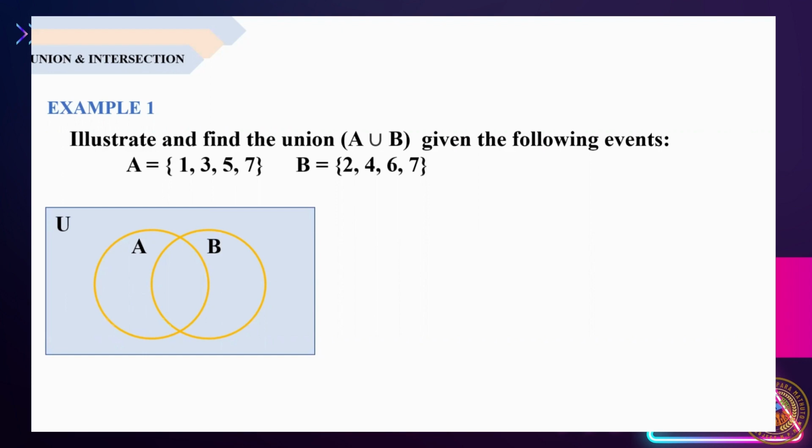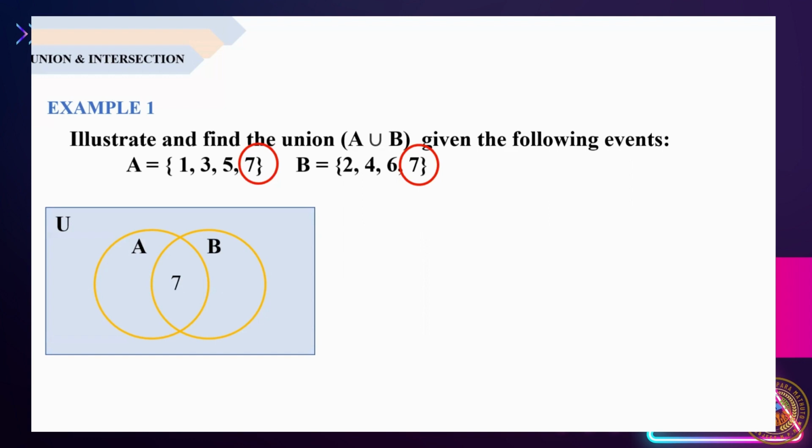First thing to do is identify what is common in set A and set B. We can see that the event in both A and B is 7. So they both have 7. Therefore, that common event will be written in the middle of the two overlapping circles. That is where we write the event that is in both A and B.